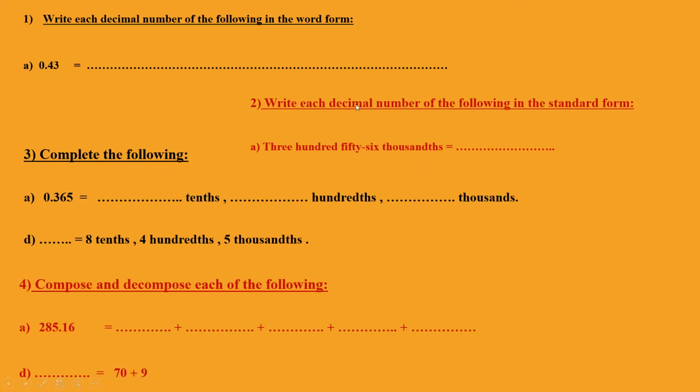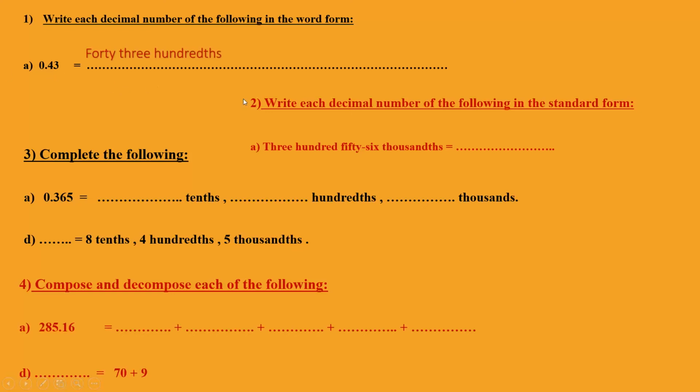Okay, let's answer the questions. Write each decimal number of the following in words. 0.43. How can we write it in words? As we read it, 43 hundredths. Why hundredths? Because we have two decimal places.